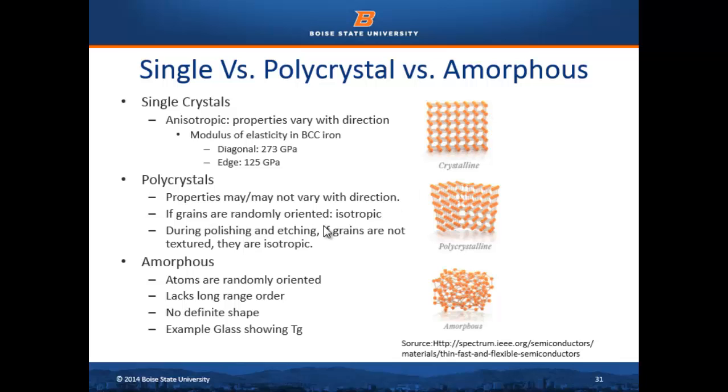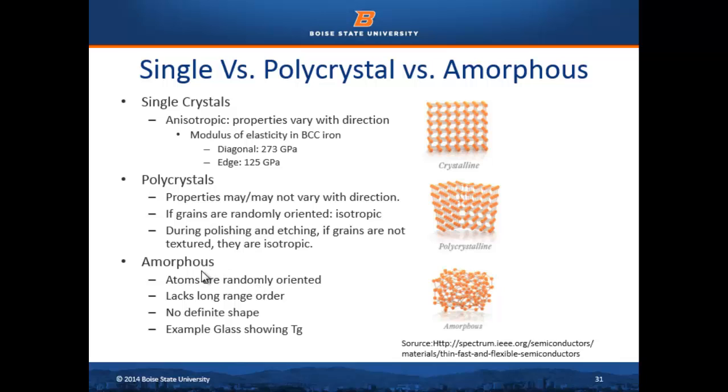When there are numerous single crystals, it is known as a polycrystal. The image here shows a polycrystal with two single crystals. Properties of a polycrystal may or may not vary with direction. If grains are randomly oriented, then they are more isotropic. When polishing and grinding, if grains are not textured, they are isotropic.